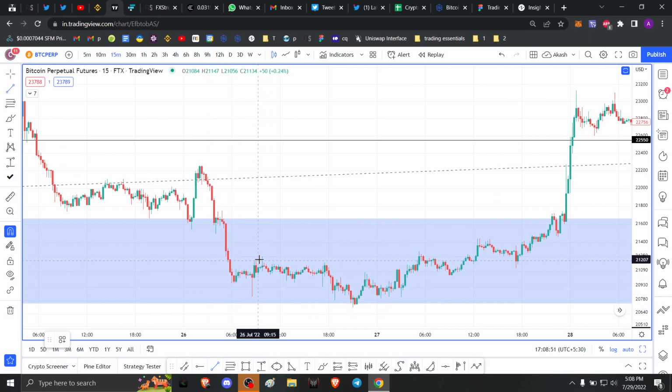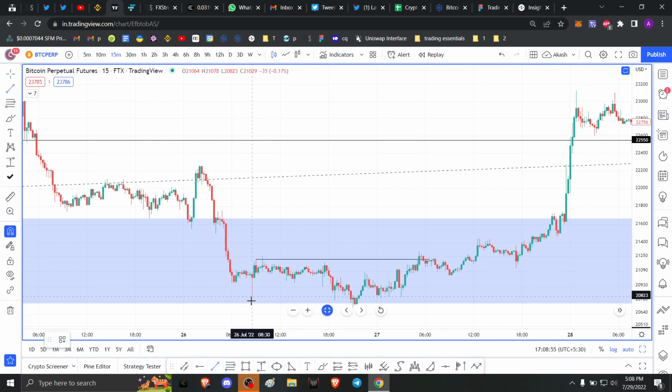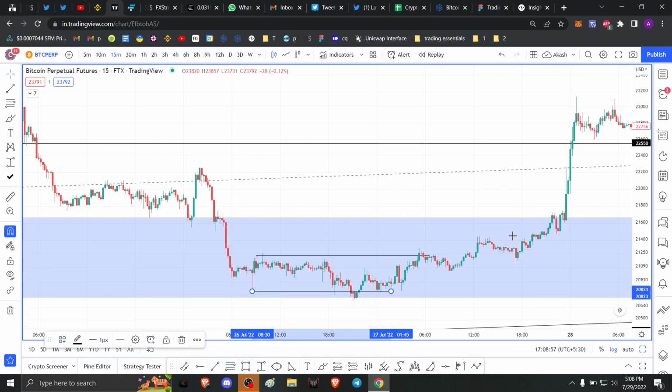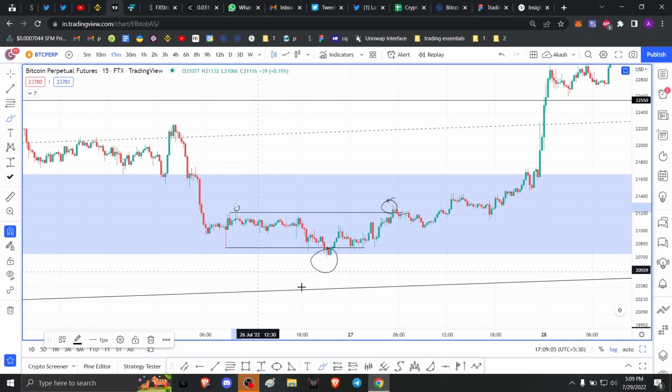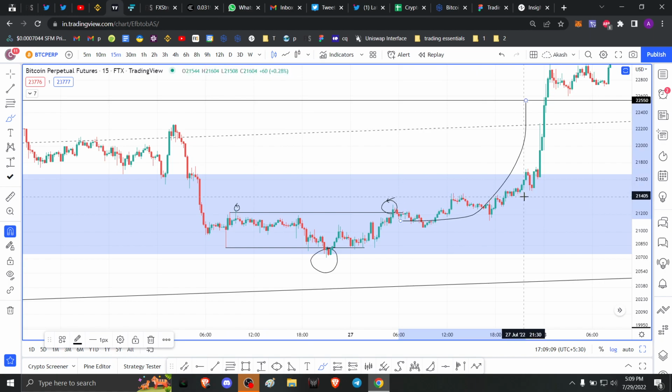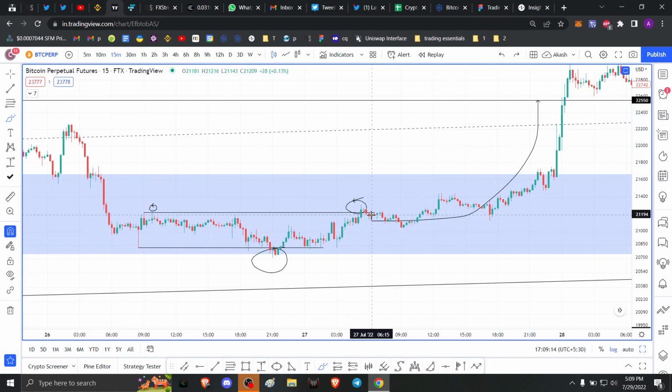So basically, the manipulation pattern goes something like this: price forms a high, price forms a low. Either the low gets swept first, and then the high, or the high gets swept first and then the low, right? So once you get this manipulation pattern where liquidity on both sides is collected, the price continues to rally. Granted, it took quite a while here. After this manipulation pattern was formed, it took a while for the price to rally, right?